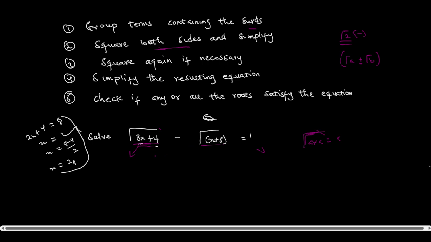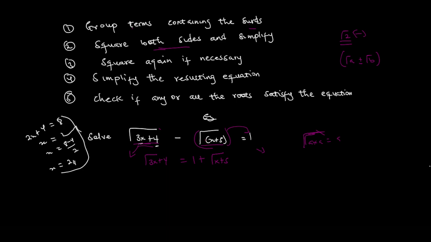So we say let's send this surd, or yeah, this expression here. So how do you do that in mathematics? So square root of 3x plus 4, and then we transpose, right? So we get 1 plus square root of x plus 5. So that's the grouping. So we've been able to group the surds, one on the left hand side of the equation and the other on the other side of the equation.